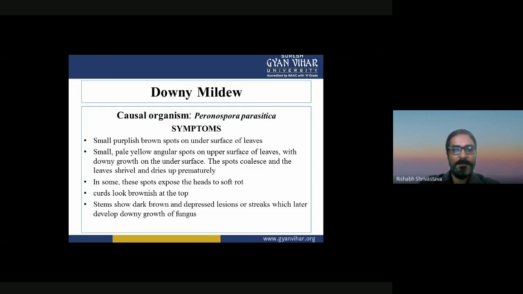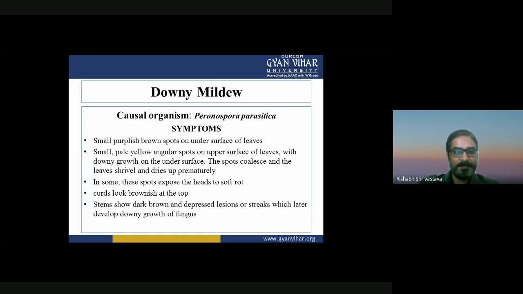Downy mildew. Causal organism: Peronospora parasitica. Symptoms: small purplish brown spots on the undersurface of leaves. Pale, small, yellow, angular spots on the upper surface of leaves. There is also downy growth on the undersurface. The spots coalesce, and the leaves shrivel and dry up prematurely.